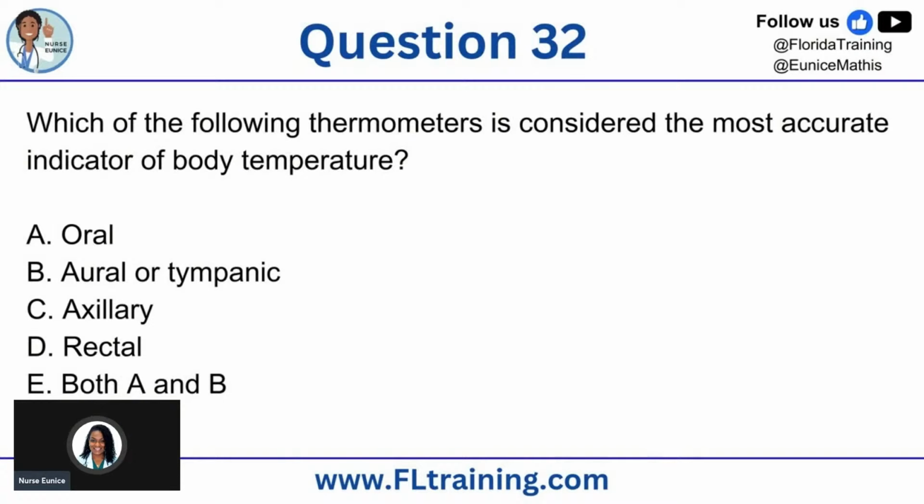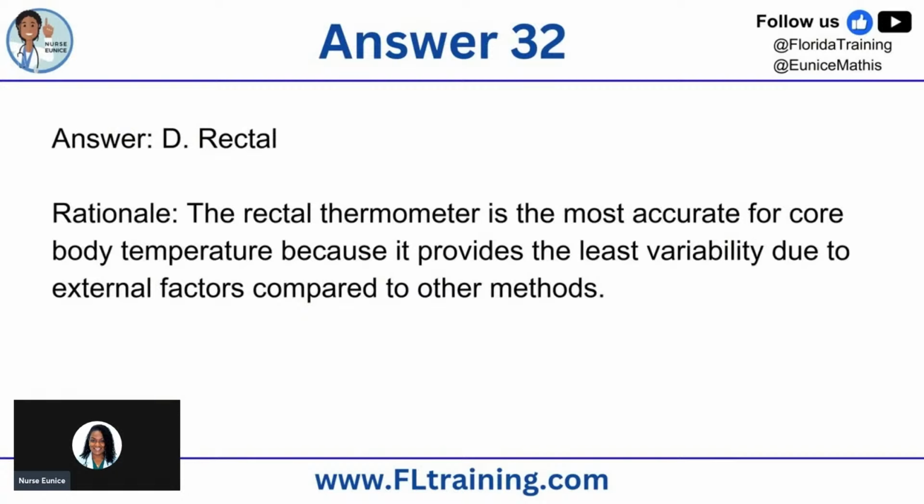All right, giving you about 5 seconds. So we'll reveal the correct response in 3, 2, and it is D, rectal. So the rectal thermometer is the most accurate for core body temperature because it provides the least variability due to external factors compared to other methods.